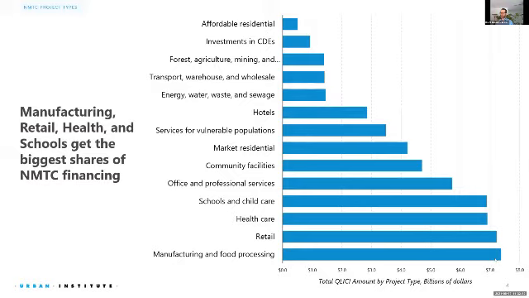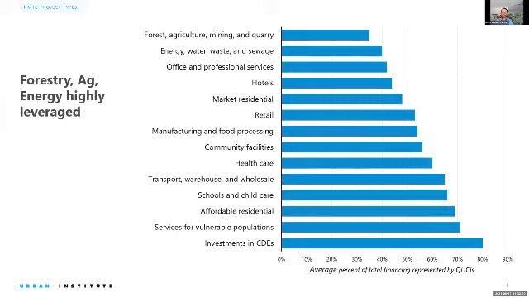And where we emerge over the course of the program is, as reflecting recent times, manufacturing and food processing, by dollars, is the largest use case of the program, followed closely by retail. Then after that, healthcare, schools, and childcare. So these really are the biggest use cases. Smallest use cases, probably surprising nobody on this webinar, are affordable residential, investments in CDEs, forest, ag, mining, quarrying, transit, warehouse, wholesale.